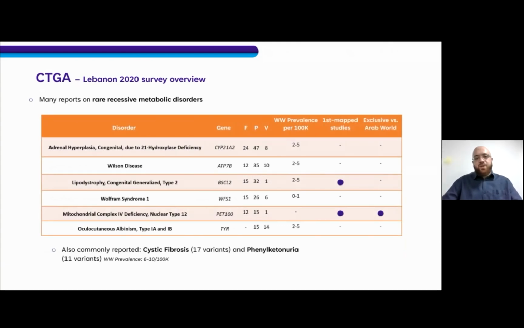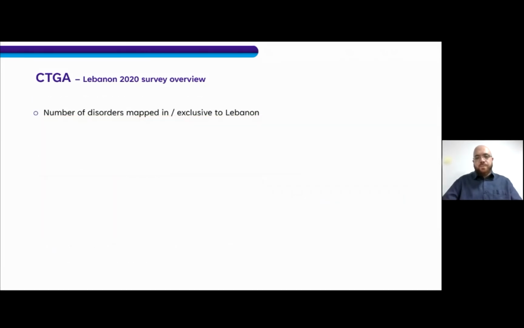For example, congenital adrenal hyperplasia and the copper overload disorder, Wilson disease, were described in many families with several different variants. As another example, one variant was described in patients from many families with a subtype of congenital lipodystrophy, which also involves severe diabetes mellitus. And this disorder was first mapped in Lebanon.